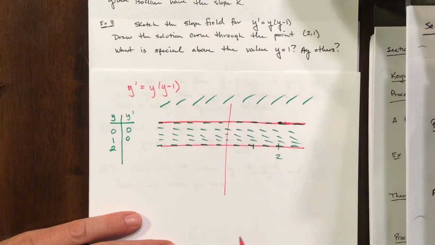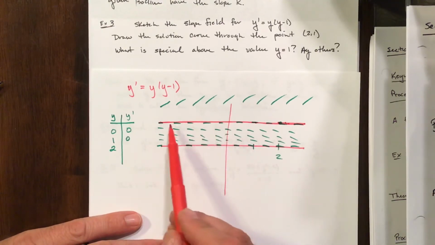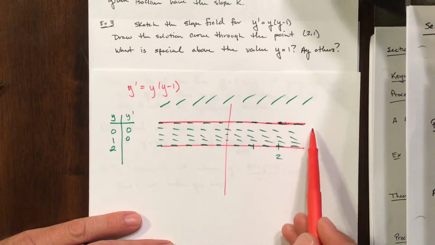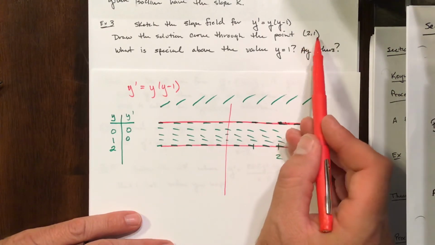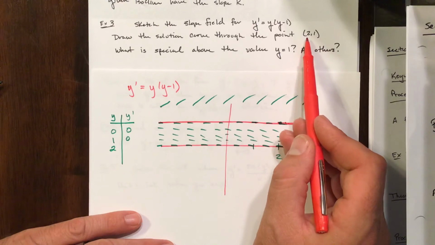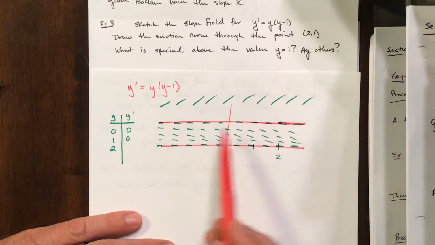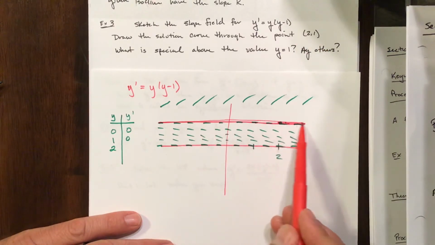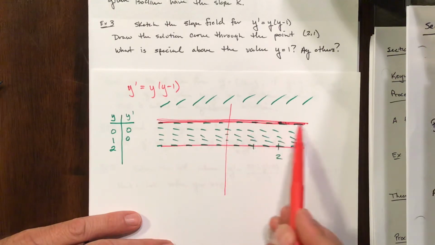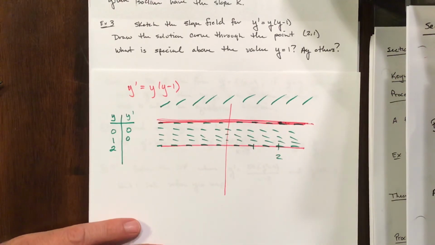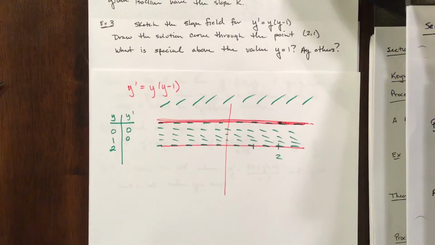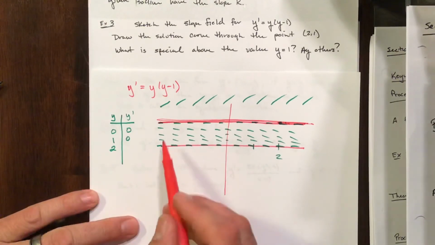So what is special about the value y equals 1? Well, no matter what ordered pair, it doesn't have to be 2, 1. It could be 1, 1, negative 1, 1, negative 2, 1. I'm going to generate a horizontal line that is the solution curve for our differential equation. Okay, is there anything else that's like that? Sure, the origin.